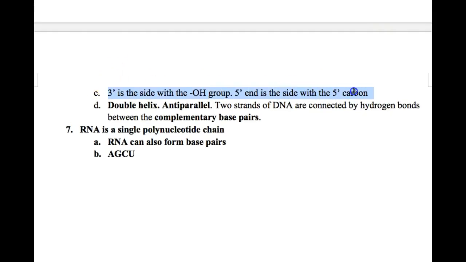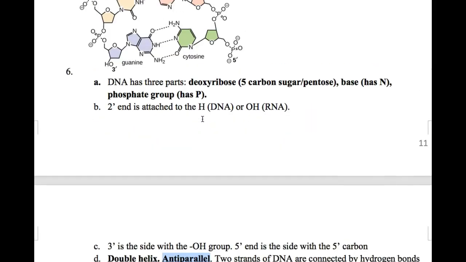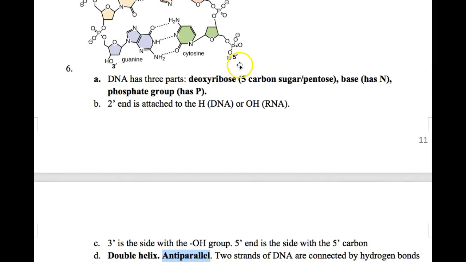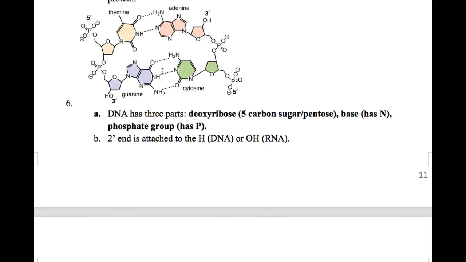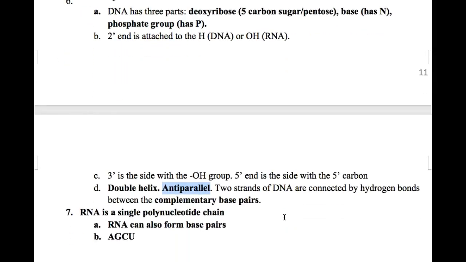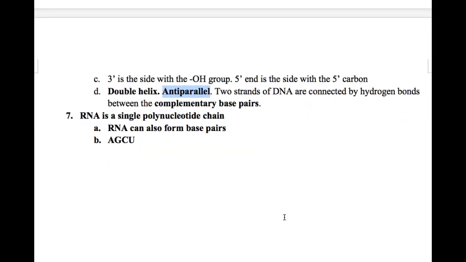3' OH, 5' carbon, double helix, anti-parallel. So when we talk about this has to be 3', this has to be 5', that's what anti-parallel is talking about. The 2 strands of DNA are parallel, but the direction in which they're going, 3' to 5' and then 3' to 5' this way, is anti. It's the opposite, so anti-parallel.